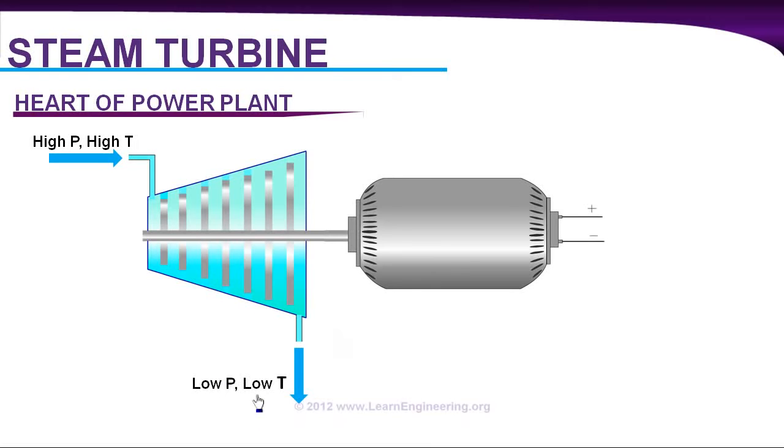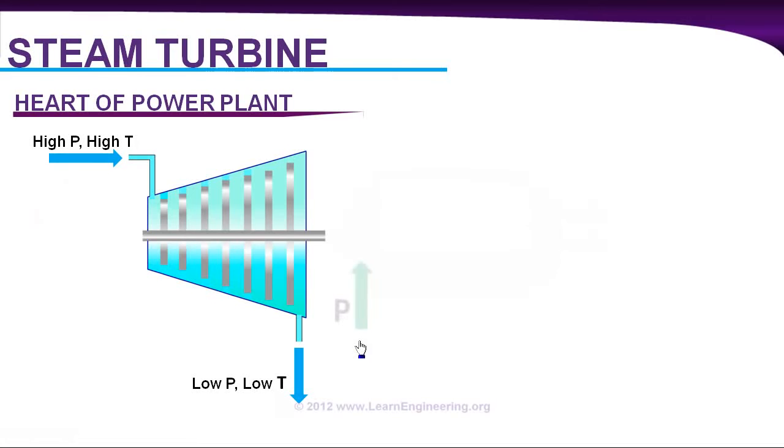If somehow you can bring this fluid back to its original state, to high pressure, high temperature, then you can have a continuous process over here. So we'll get continuous electricity from the generator side. That exactly is our challenge in a steam power plant: how to convert this low pressure, low temperature steam back to its original state, meaning to a high pressure, high temperature steam.